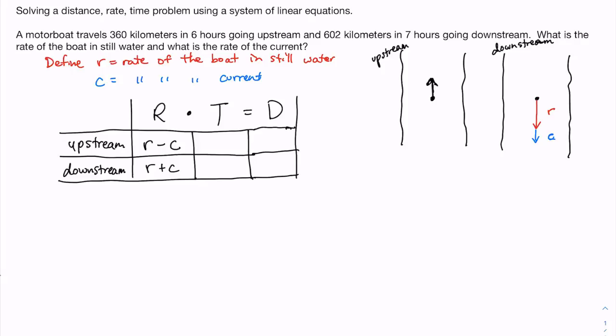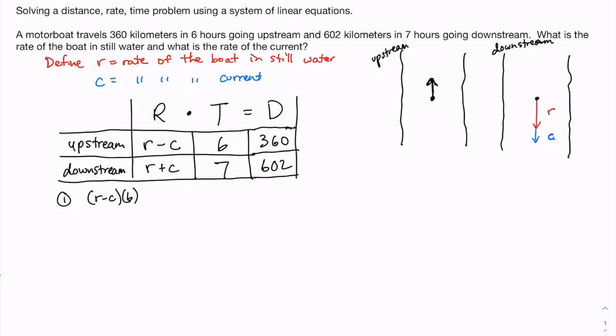Now let's label our times. Upstream, 6 hours. Downstream, 7 hours. Distance going upstream, 360 kilometers. Distance going downstream, 602 kilometers. And now we're in business. We have 2 equations, 2 unknowns.